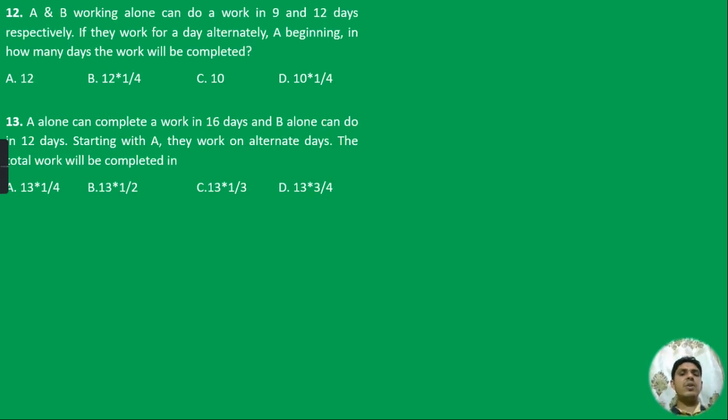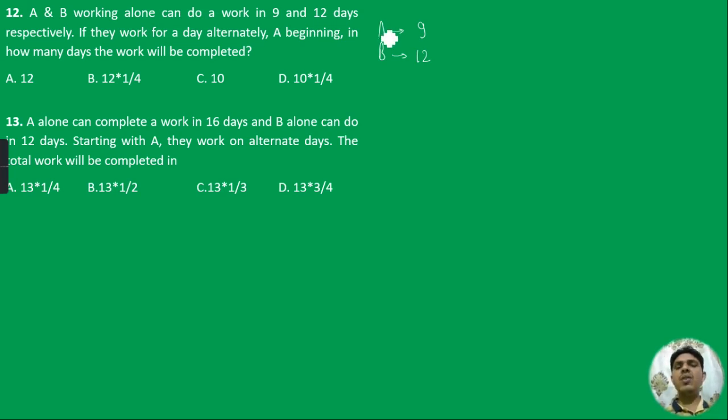I am coming to the next question, question number 12. The question is, A and B working alone can do a work in 9 and 12 days respectively. So I can write it as A and B working together can complete work in 9 and 12 days respectively. If they work for a day alternatively, A beginning, in how many days will the work be completed?